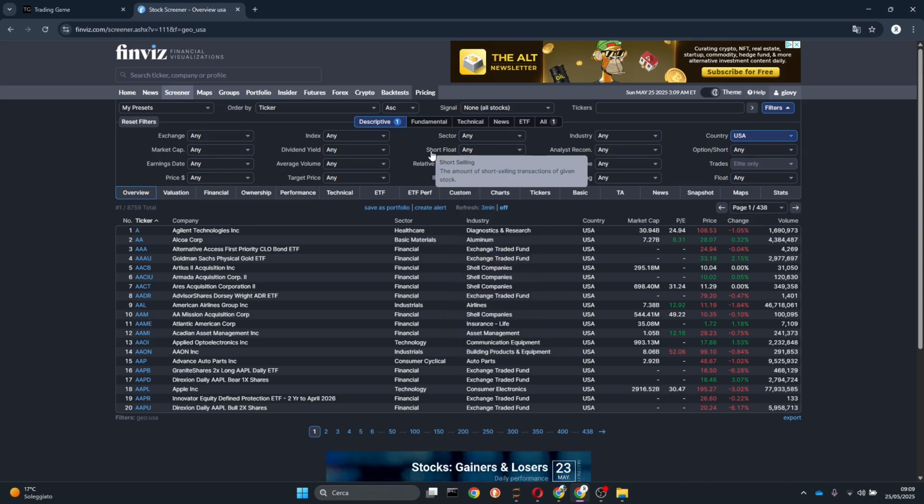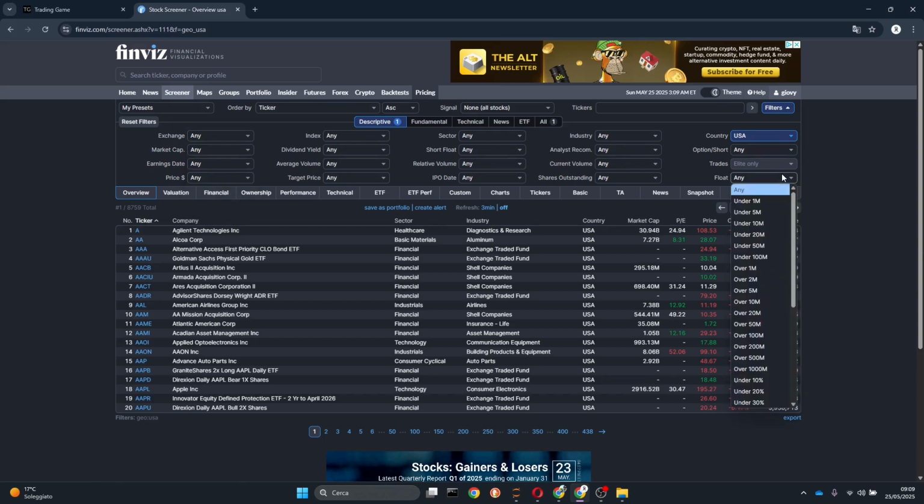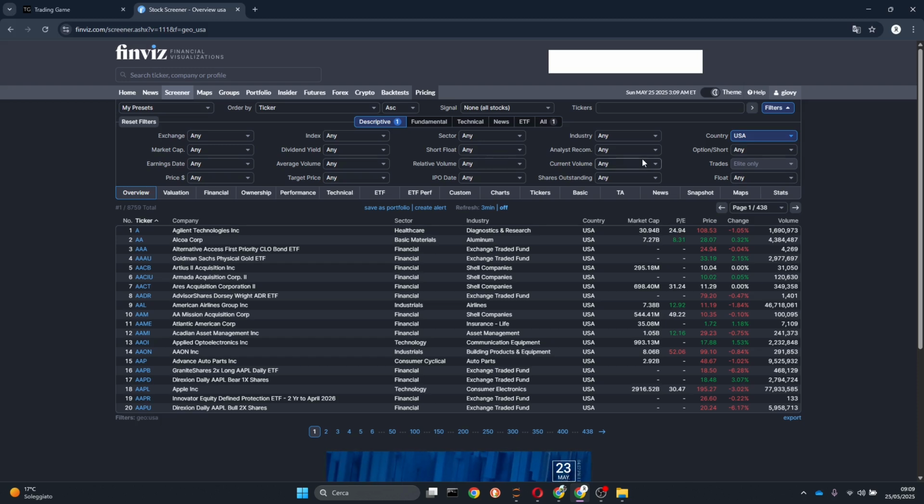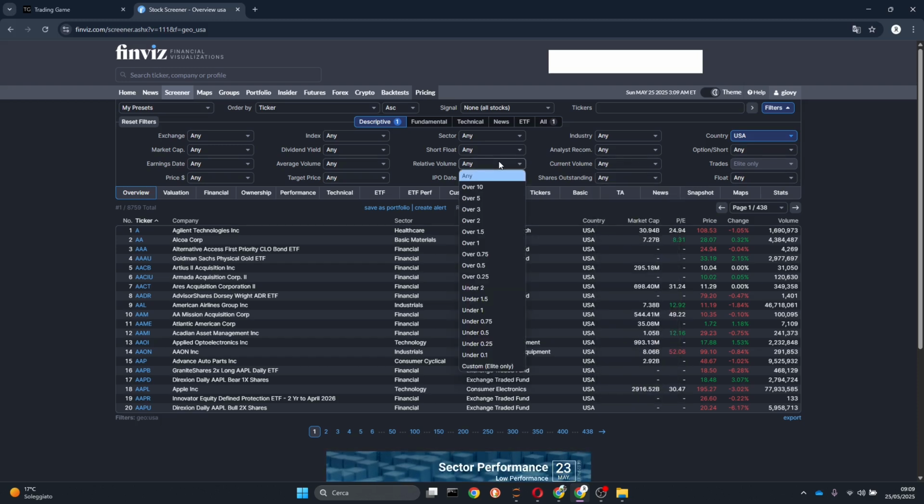You can also read what every tab is about. So we have market capitalization, dividend yield, the exchange on which stocks are quoted, the float, the amount of the float, the volume. This is very interesting. The volume, the current volume and the relative volume.